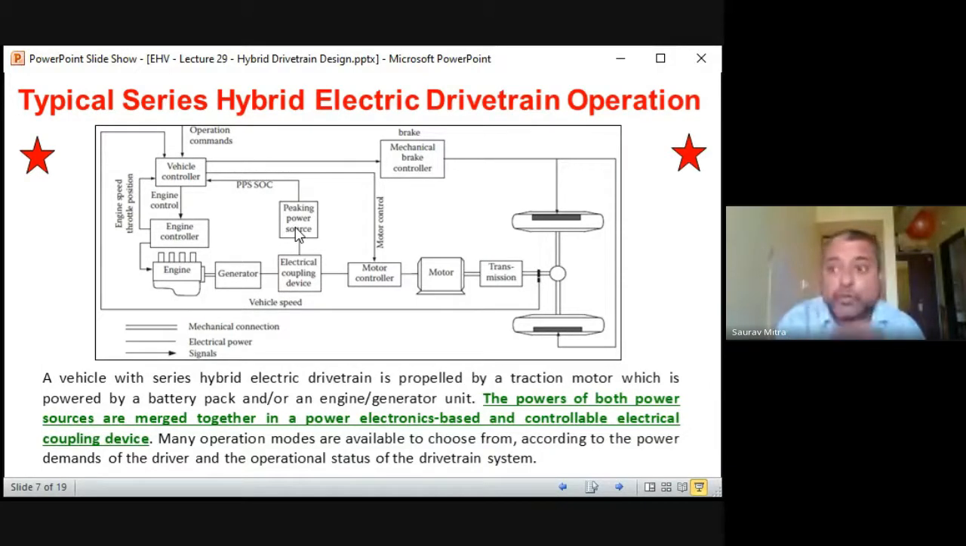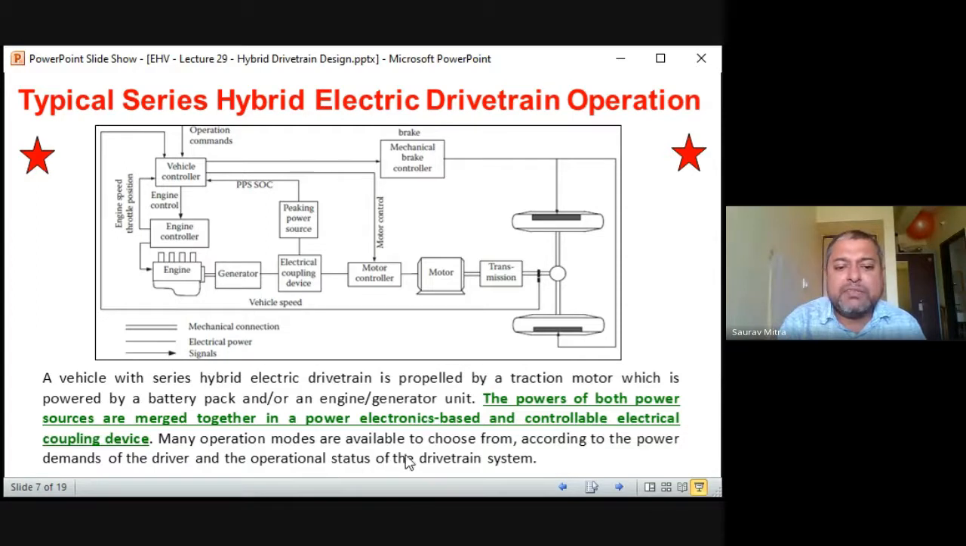So that is another source. There are mainly 3 sources. First is the engine generator. The second is the peak power source, which gets energy from the external electric supply. And the third source is regenerative braking, which is a kind of reverse energy from the vehicle tires or wheels to the peak power source. So these are the 3 sources which are possible in this series hybrid electric drivetrain operation.